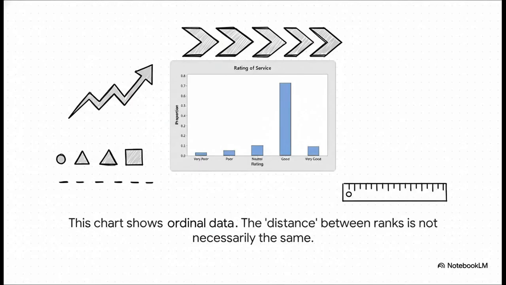This chart visualizes that exact point. You can see the ranked order, that clear progression from negative to positive. And while that ranking is super useful, we have to remember not to treat these labels like they're precise, equally spaced numbers. They're more like steps on a ladder, where the rungs might not be evenly spaced at all.